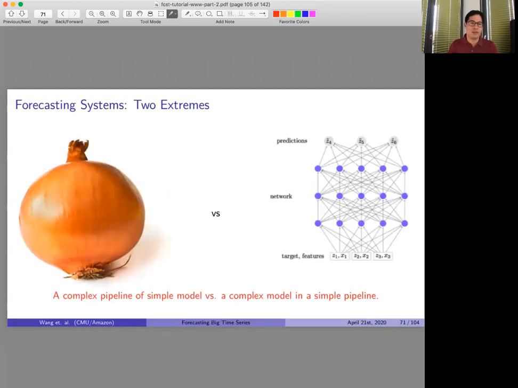What I'm going to do is to look at two extremes in how to construct forecasting systems. One of them is we take a simple model and basically lift it through layers and layers of processing steps to a real world problem. This is the mental image of the onion that we have on the left-hand side. This is one extreme, and the other extreme is instead of having a complex pipeline, we have a complex model and then relatively simple processing steps. And let me talk about the onion example first.